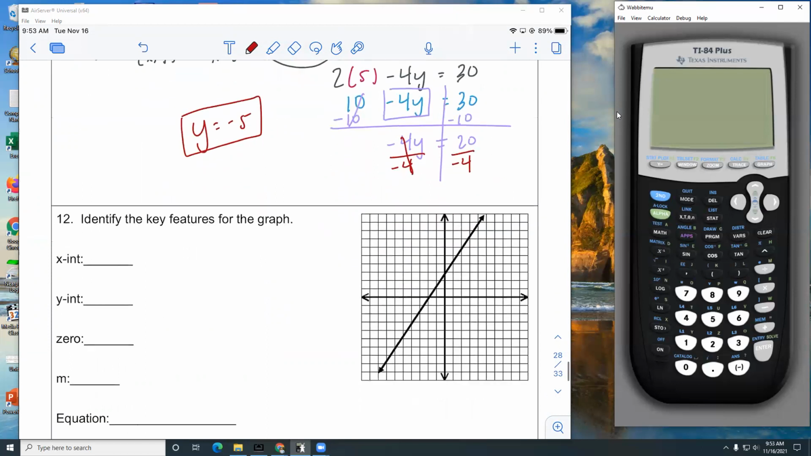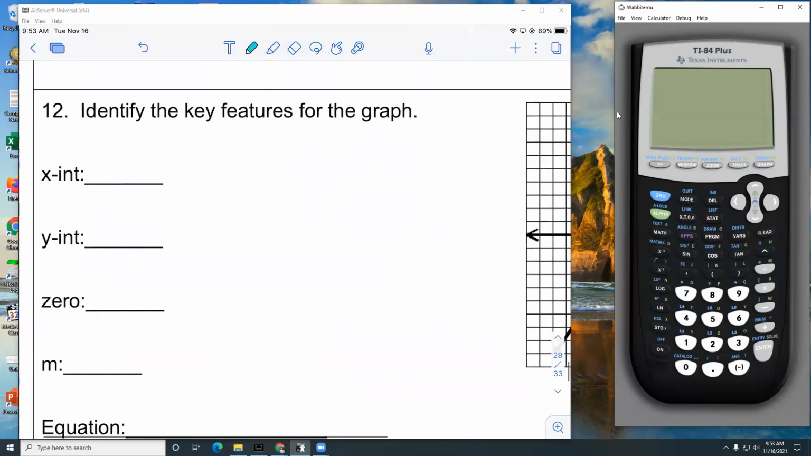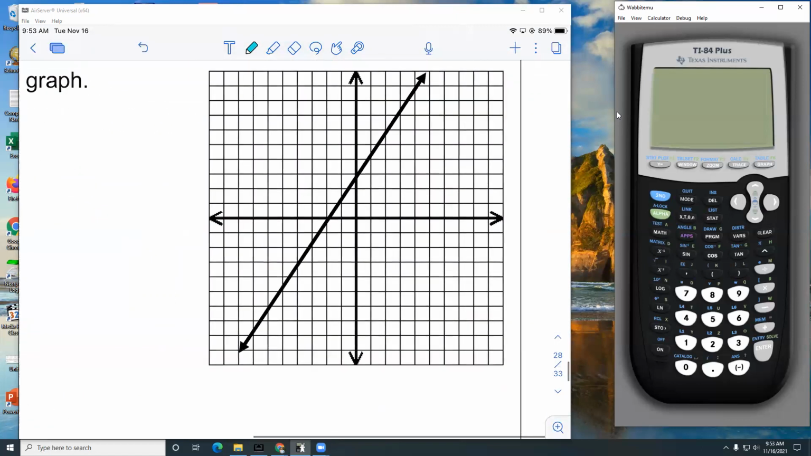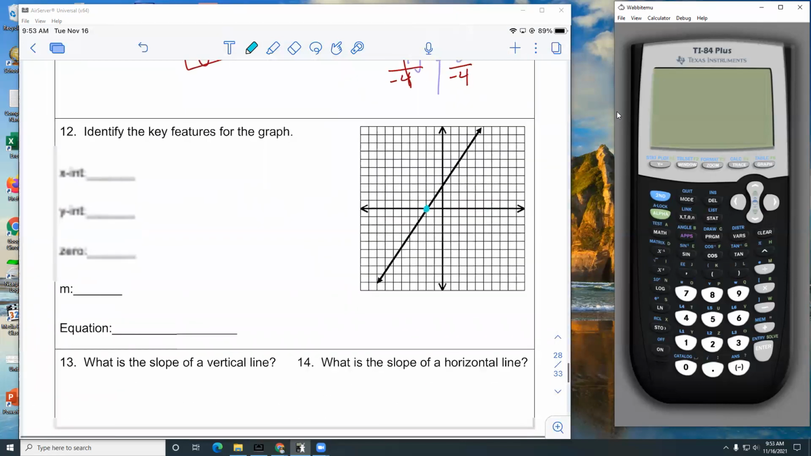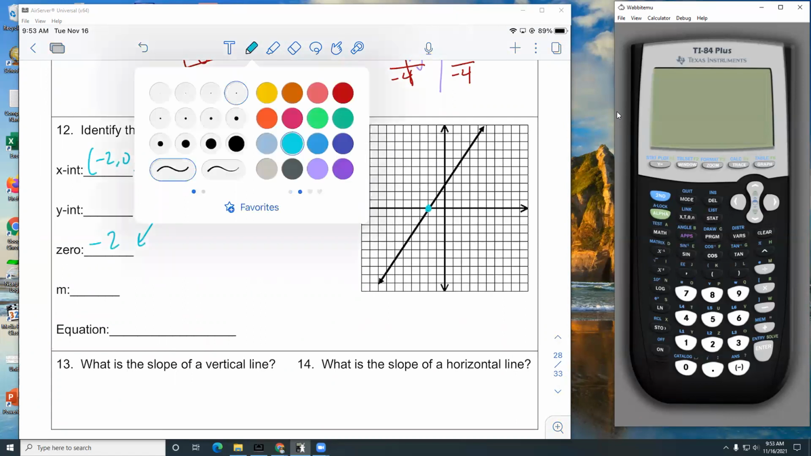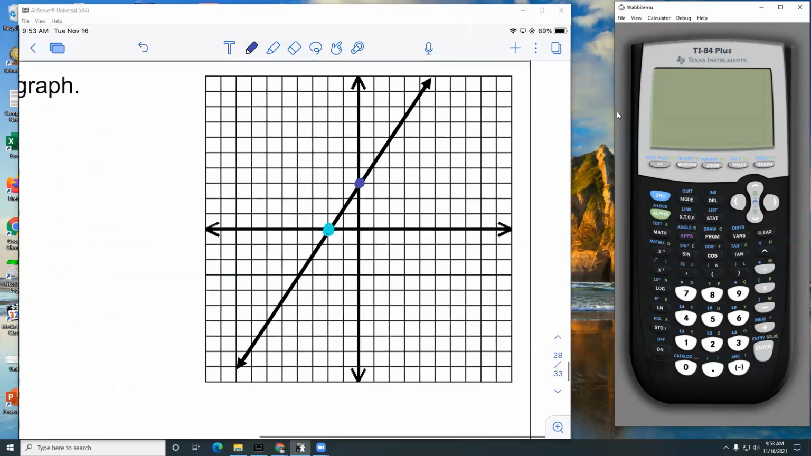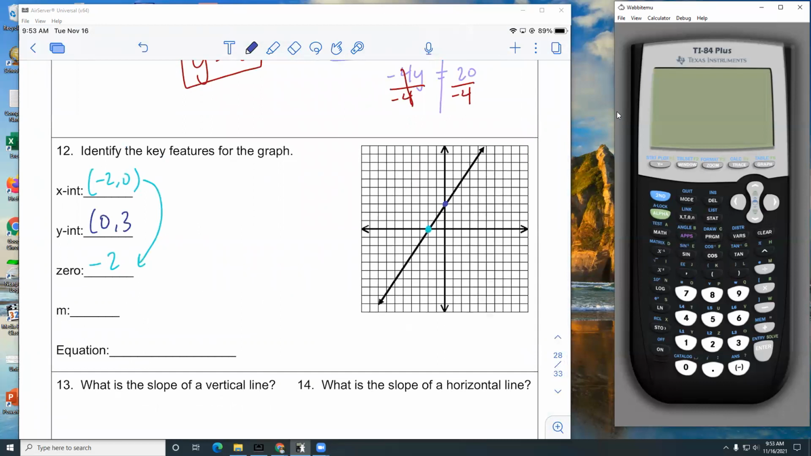All right, number 12. Identify the key features of the graph. So guys, this is kind of a review, right? The x-intercept is where I cross the x-axis. So I look here, negative 2, the point negative 2, 0. And if you remember, if I already have the x-intercept, I also already have the 0. It is just the x value of my x-intercept. So that's negative 2. My y-intercept, look up 1, 2, 3. So that's going to be the point 0, comma 3.